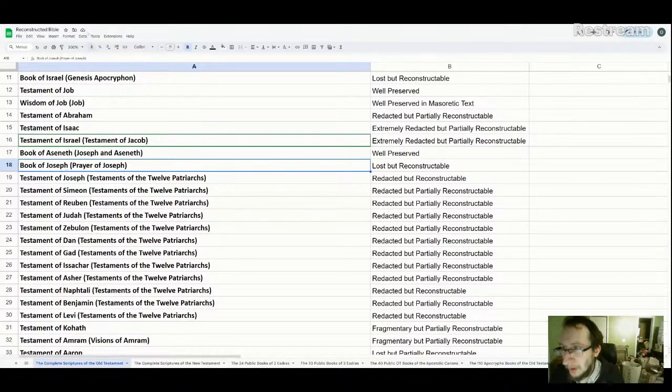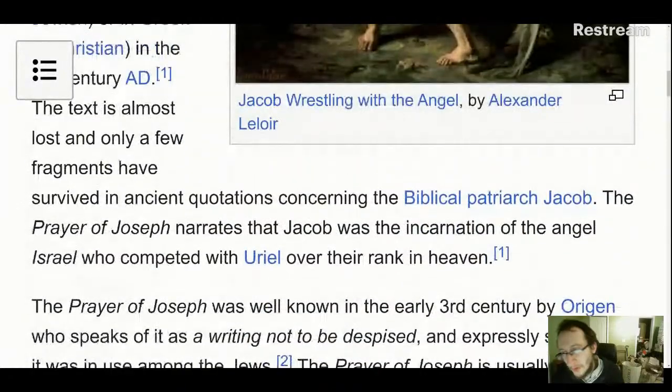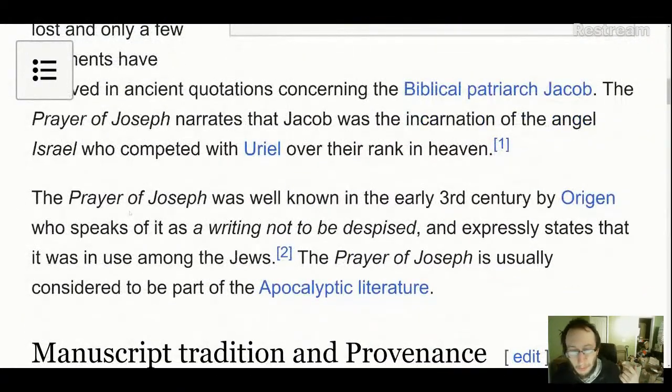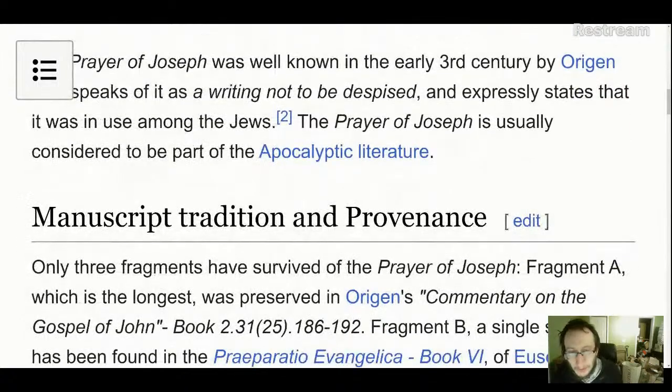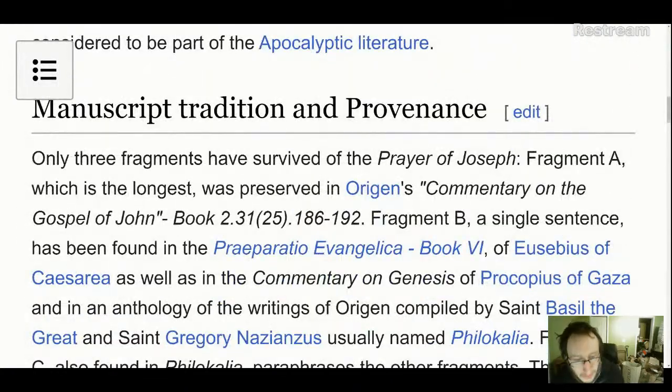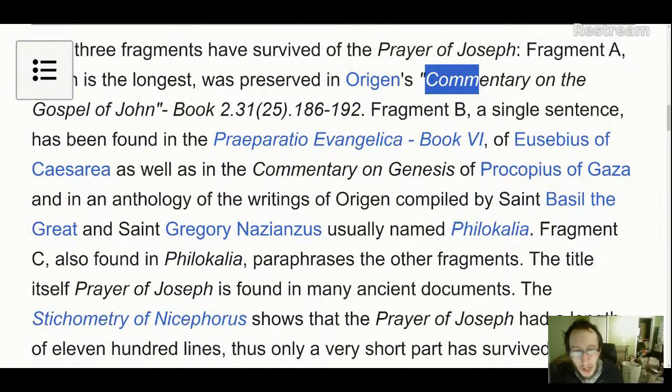So it's the book of Joseph, and let me share the screen with you guys so you can see. There's a book that scholars call the Prayer of Joseph. It's a Wikipedia article. So the ancient writers, church fathers like Origen, and church lists of apocryphal books refer to a document called the Prayer of Joseph. And there's a few quotes from it. The longest is preserved by Origen in his commentary on the Gospel of John.